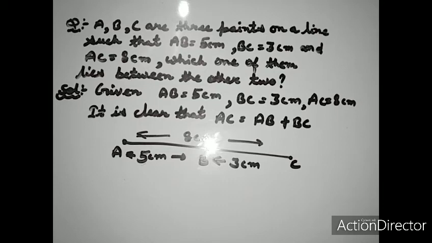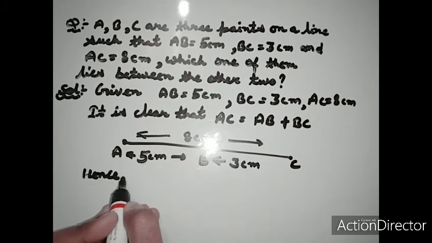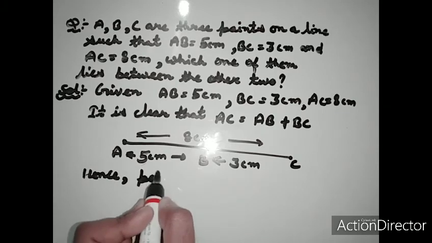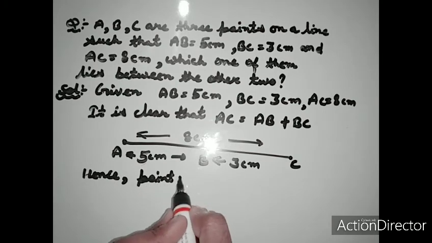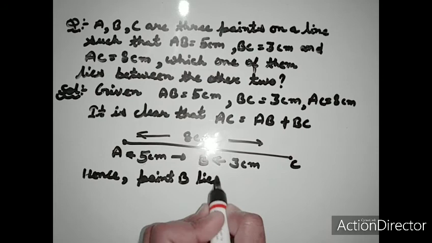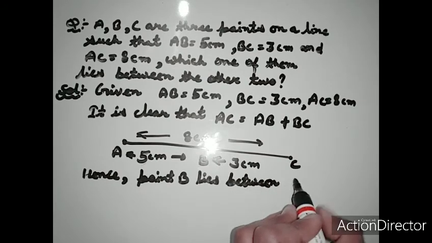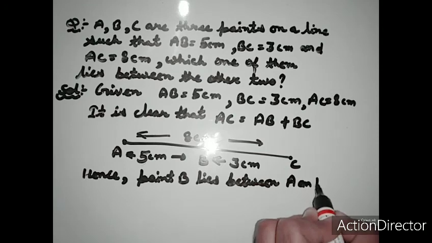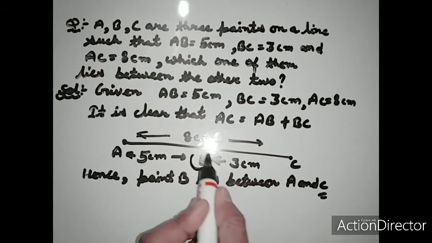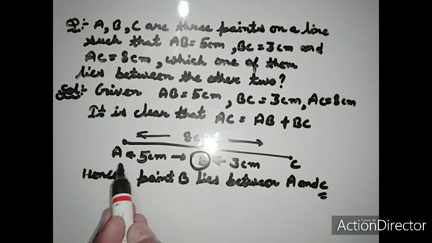Now here we say that hence point B lies between A and C. Okay, so we say that hence this B point lies between A and C.